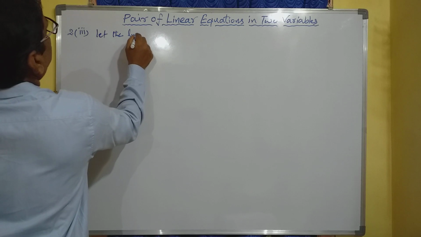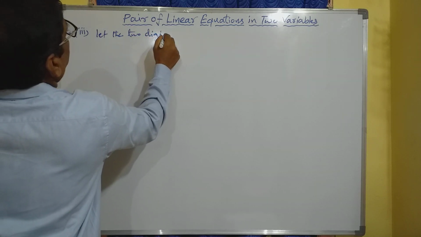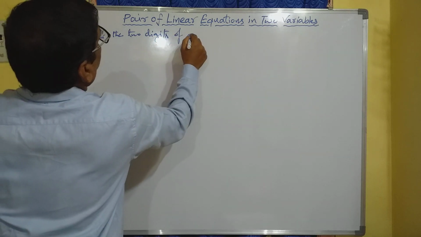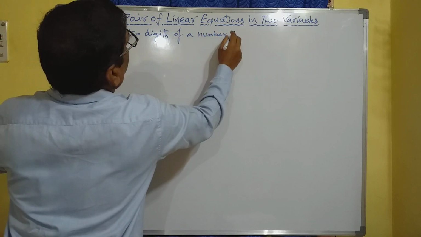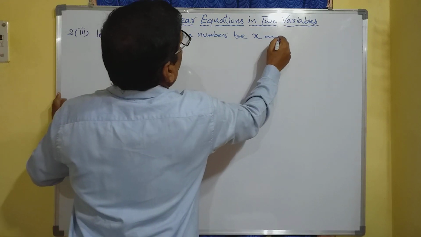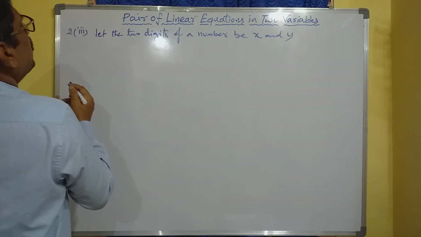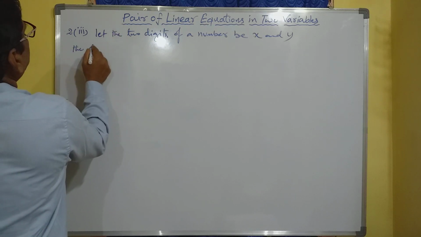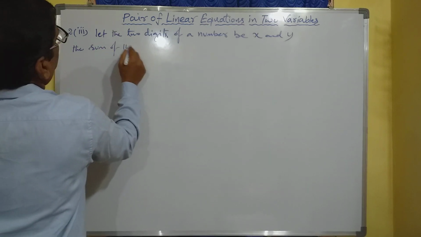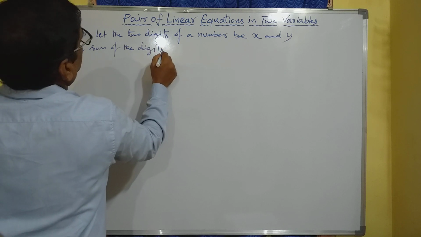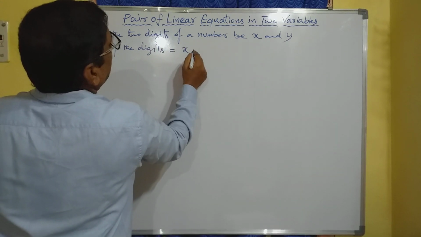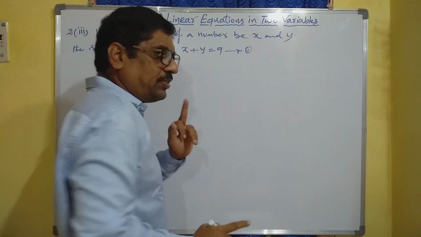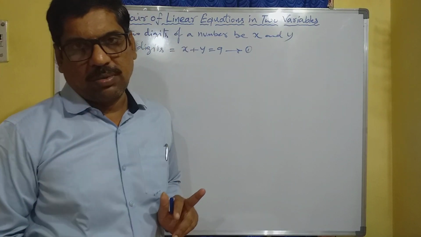Here, let the two digits of a number be x and y. As per the given, the sum of the digits he has given as 9. So x plus y is equal to 9. This is the first linear equation in two variables.